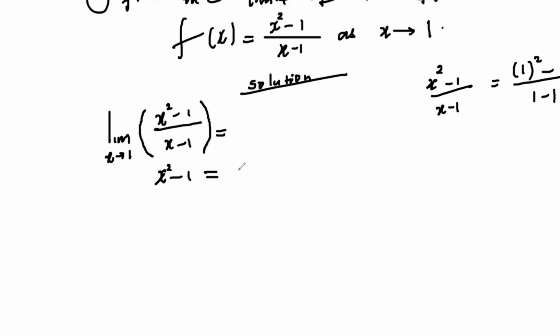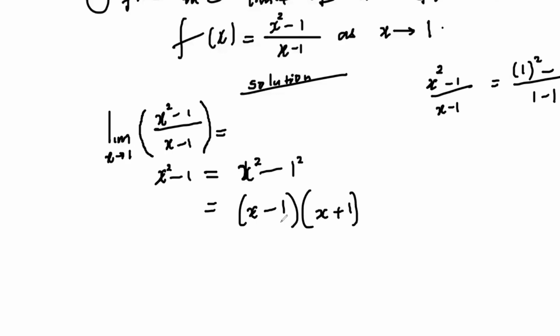So we can write it as a difference of 2 squares. Meaning that I have my x squared and 1 squared. Now 1 squared is still 1. So that means in the difference of 2 squares we have x minus 1 and x plus 1 for this particular expression.